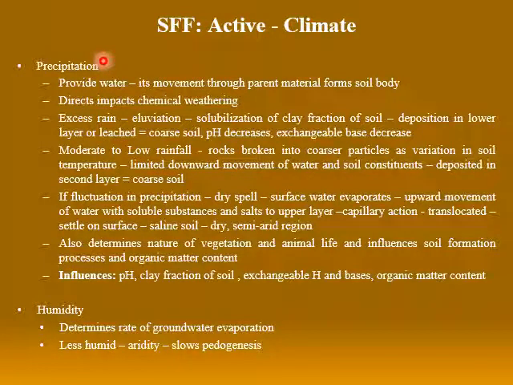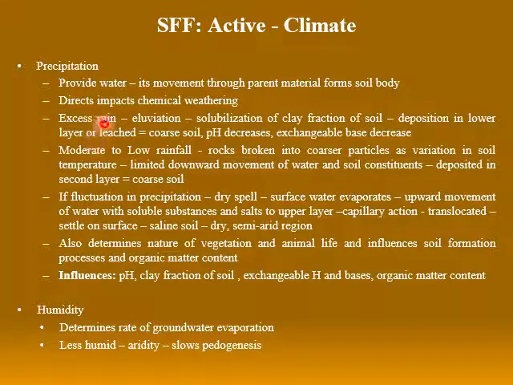Among the active soil forming factors, the most important is climate. Under climate, there are 4 main parameters that are important. First is precipitation. Precipitation directly controls the amount of water available in the soil. The amount of water then controls the amount of chemical weathering. Let us consider 3 separate cases.